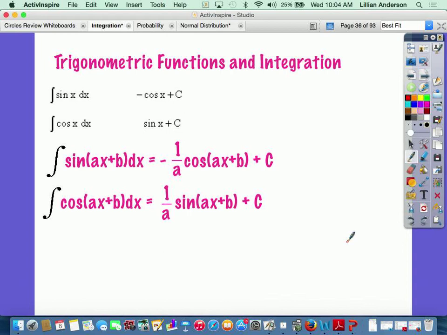Now, to my understanding, those first two are in your reference booklet, so you don't have to worry about memorizing them. However, the last two that are in pink, those aren't in the reference sheet, and you will need to remember those.